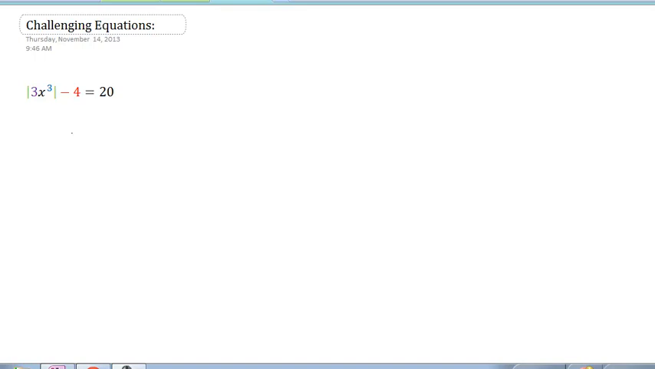I need to start as far away from the variable as possible. And what's as far away as possible is this -4 out here. So I'm going to go ahead and add that to both sides, and that's where I'm going to start solving the equation. And that gets me to 24.